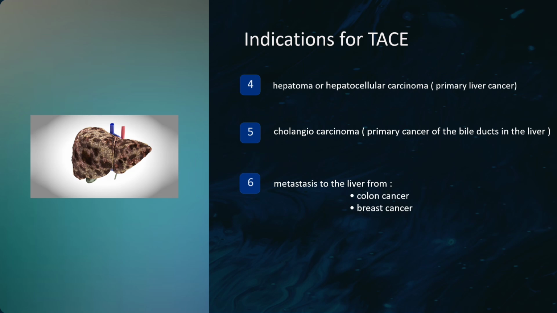Then it continues, that is hepatoma or hepatocellular carcinoma, a primary liver cancer. Then cholangiocarcinoma, that is a primary cancer of the bile duct in the liver. Then metastasis to the liver from colon cancer or breast cancer.